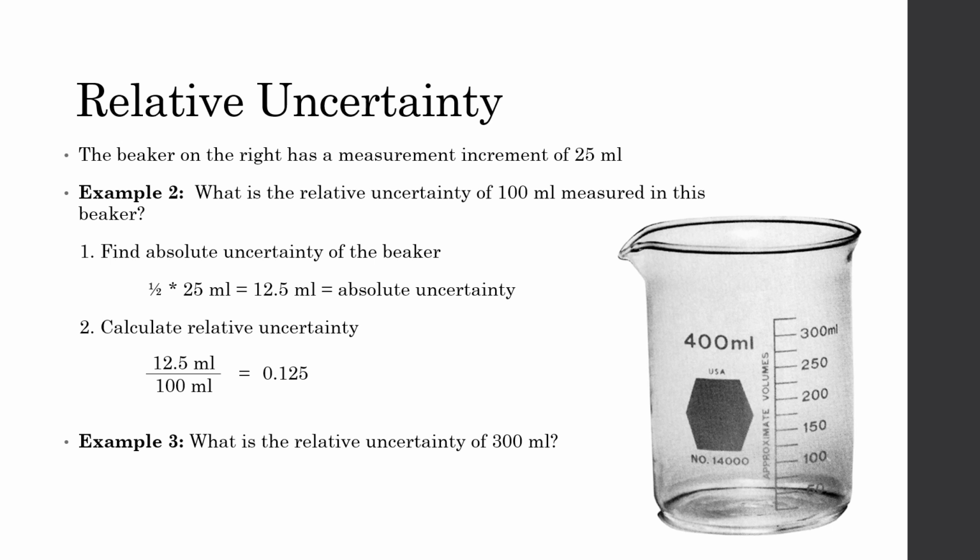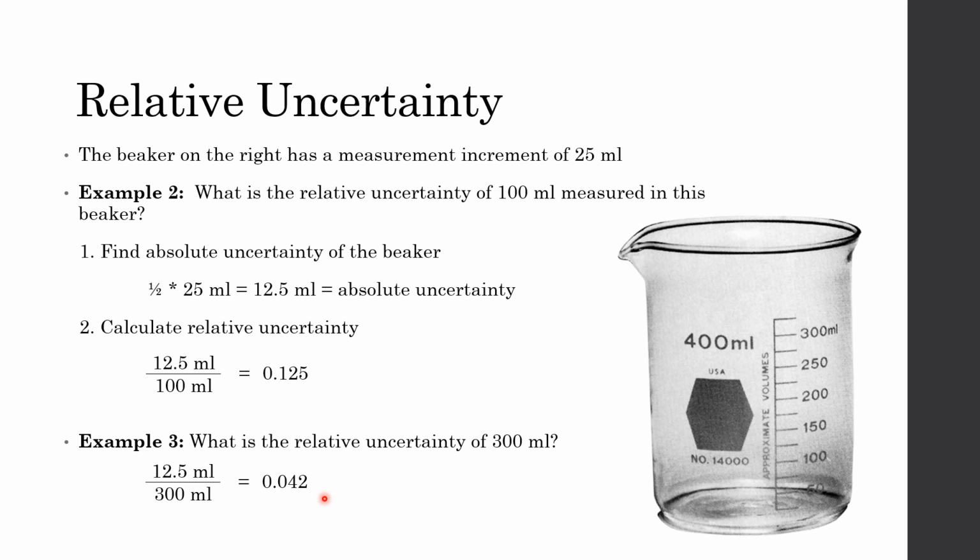Now let's say that we want to find the relative uncertainty of 300 milliliters measured in this same beaker. It's still the same beaker, so the absolute uncertainty doesn't change. It's still 12.5 milliliters. However, our measurement is now 300 milliliters, right? We're measuring 300 milliliters of water now. So we divide 12.5 by 300 and we get 0.042.